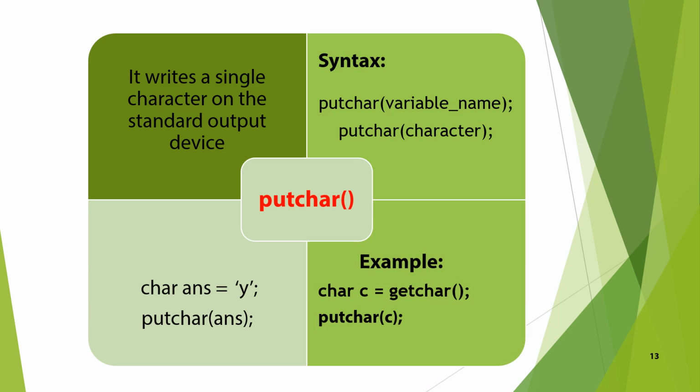Another example can be character c is equal to getchar(). By using this function getchar, we can read a character from the standard input device and that character will be stored in c. And whenever we are using the function putchar(c), then the content which is stored in c will be printed on the standard output device or on the screen. So this is how we can use the putchar function to write a character on the standard output device.